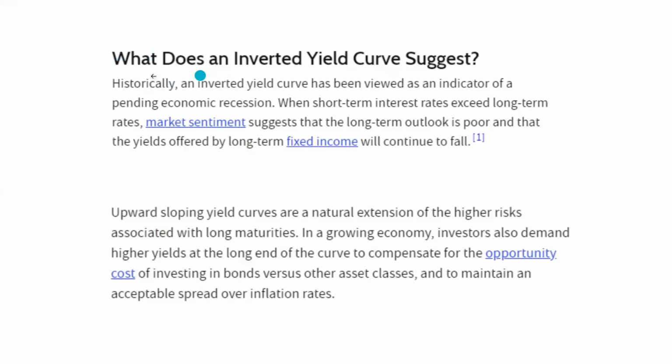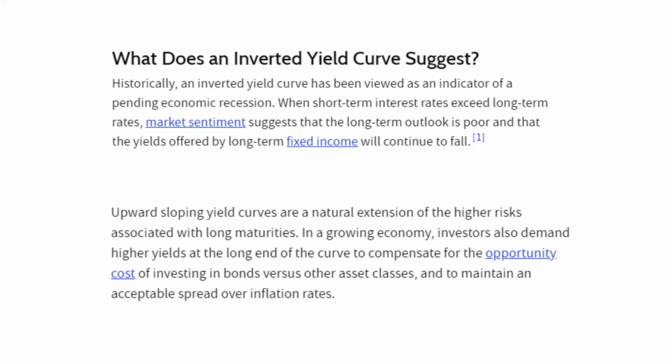And let's talk about right here in the beginning, what does an inverted yield curve suggest? Now, I'm sure all of you guys know this by now, but we need to talk about it. So an inverted yield curve is basically viewed as an indicator of an economic recession coming. What it means is that short-term interest rates are exceeding the long-term rates, all right? And this basically means that the long-term outlook is poor and that yields offered by long-term fixed income will continue to fall. So that's what we've seen, right?